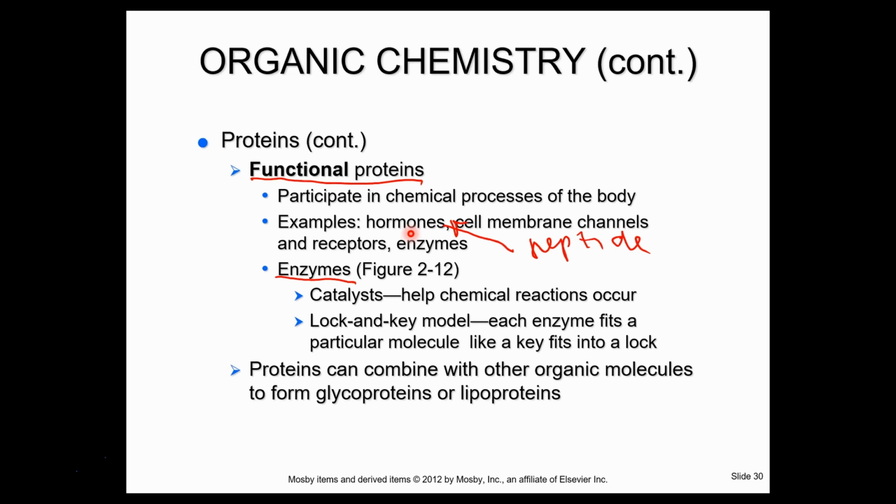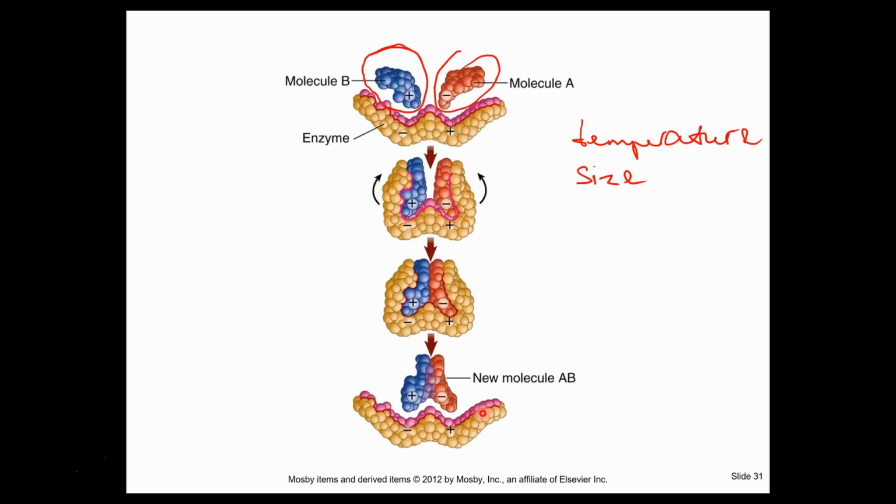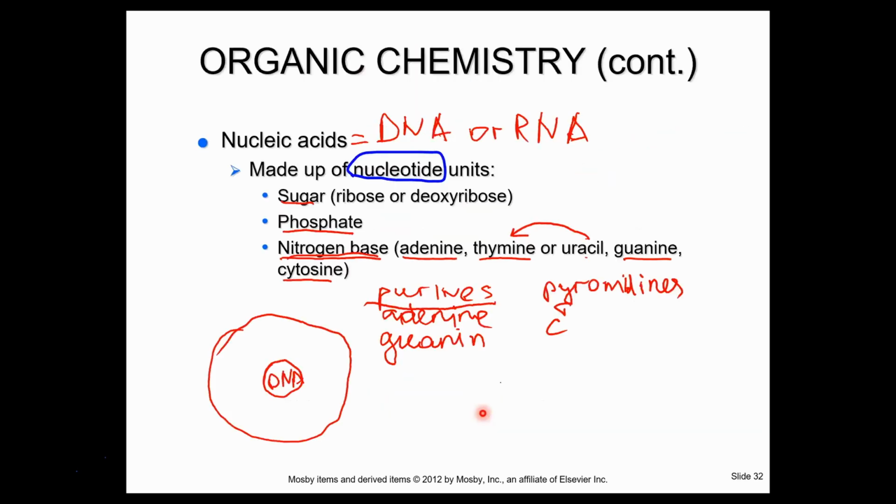And then these proteins can combine with other organic molecules like sugars and fats, and so you'll have glycoproteins. Glyco stands for glucose, and lipo stands for fats. So you have lipoproteins, glycoproteins, and they play their own roles as well. So next, let's look with you at the DNA and RNA.